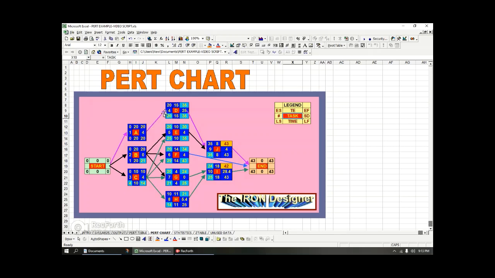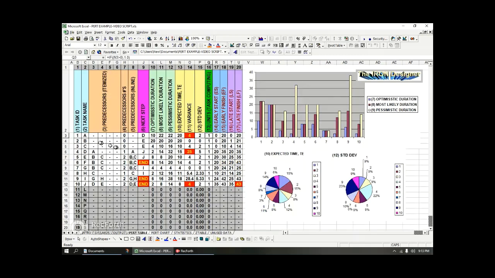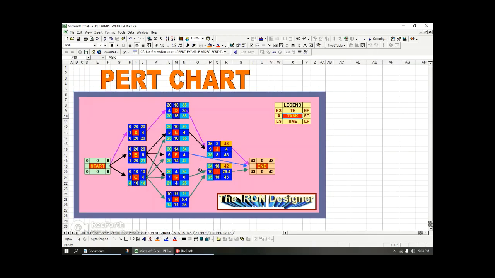So here D has to follow A, and the soonest D can start is when A finishes. So A finishes on 20, D starts on 20. It has a duration of 15. So D has a TE of 15, right?